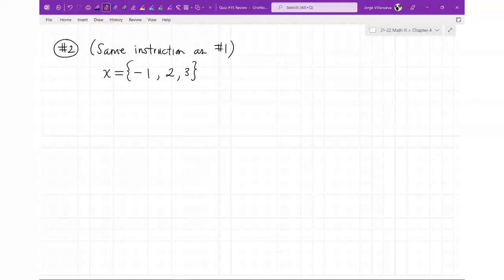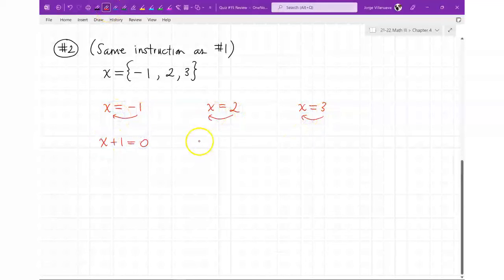If these are my 3 answers, let me list them, right? X equals -1. X equals 2. X equals 3. All right, so now that we have our 3 answers, we're going to move them over so that we can set this stuff equal to 0, right? So it's going to look like this. X plus 1 equals 0. X minus 2 equals 0. X minus 3 equals 0.